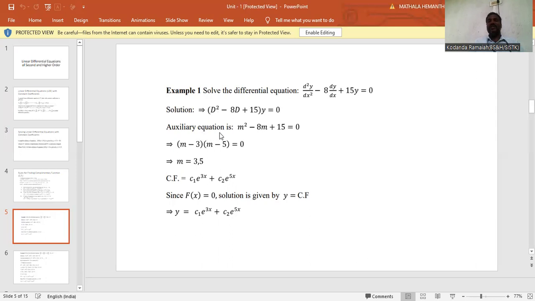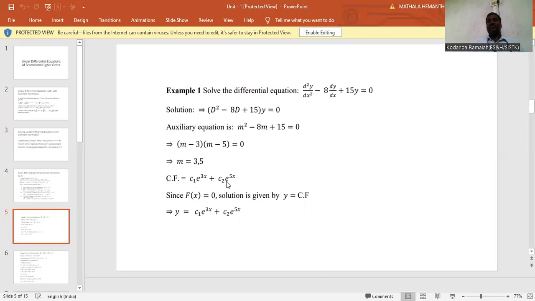The auxiliary equation is m square minus 8m plus 15 equals 0. This is a second order linear differential equation, so by using this equation, find the roots. You can follow either the factorization method or the formula minus b plus or minus root of b square minus 4ac by 2a. So 15 can be written as 5 threes are 15. So m minus 3 into m minus 5, so m equals 3 comma 5. So the complementary function is c1 e power 3x plus c2 e power 5x.